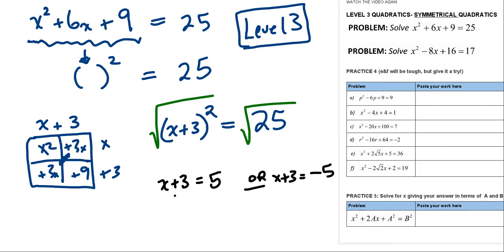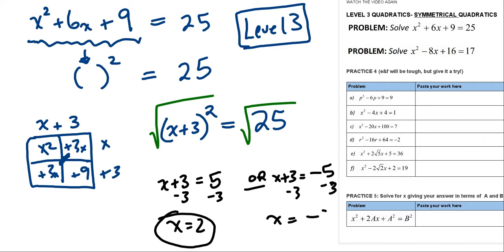So minus 3, x = 2. Minus 3, x = -8. There's two possibilities of answers.